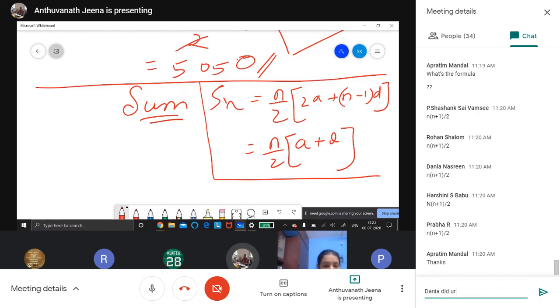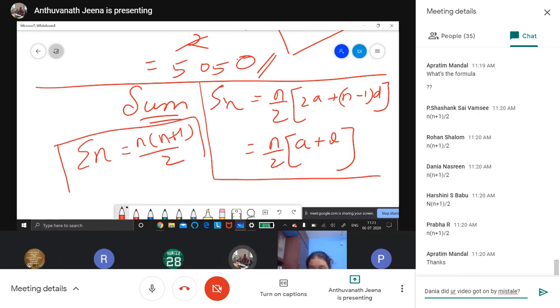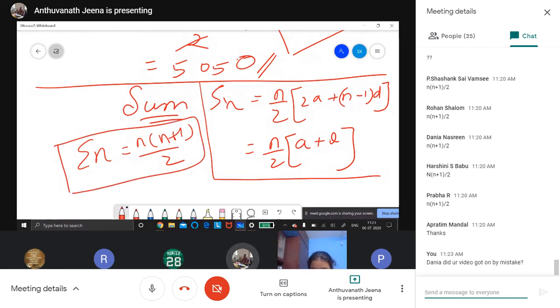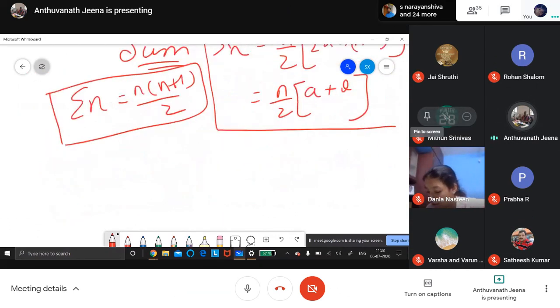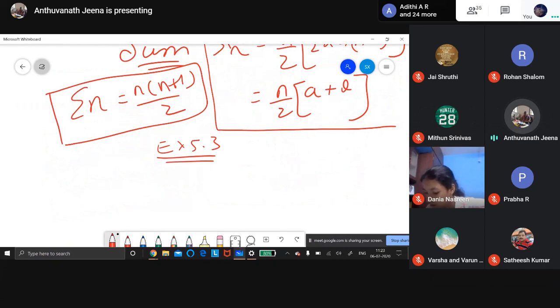Now, the Gauss formula is sigma n. Whenever the sum of all continuous positive integers is asked, you can use n into n plus 1 divided by 2. This is the sum of all positive integers formula. These three formulas we are going to use to do the next exercise. So the first exercise, first sum. Can anybody read Exercise 5.3 first sum?